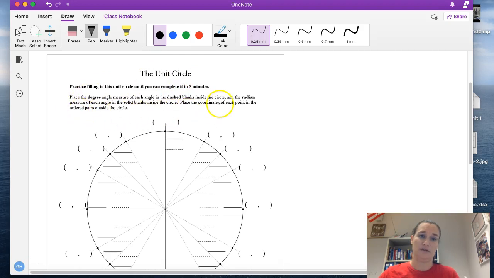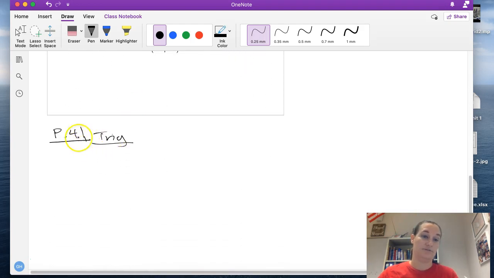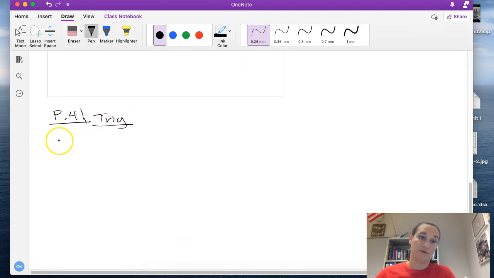You don't actually need to practice filling it out until you can complete it in 5 minutes. We're just going to use it as an aid in what we're doing with trig. So a little bit of trig review. First off, I'm going to review the graphs because I feel like if you know basically what the graphs look like, it's going to help you kind of visualize the rest of what's going on.